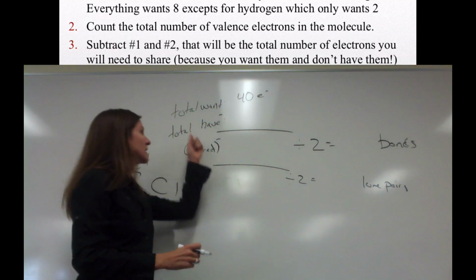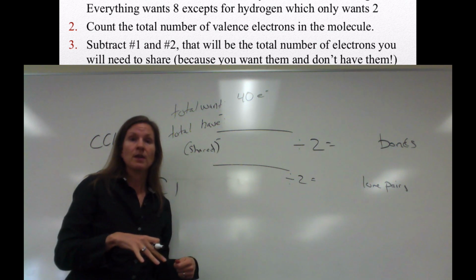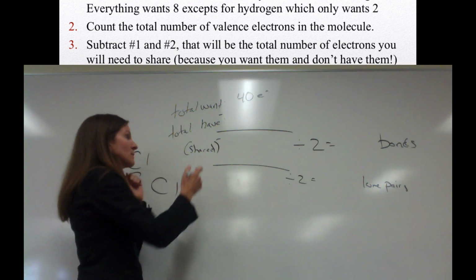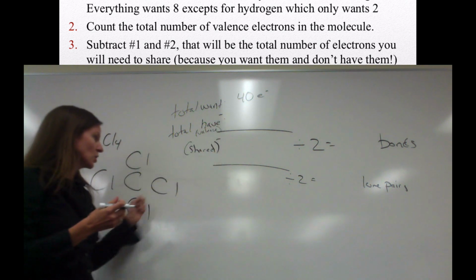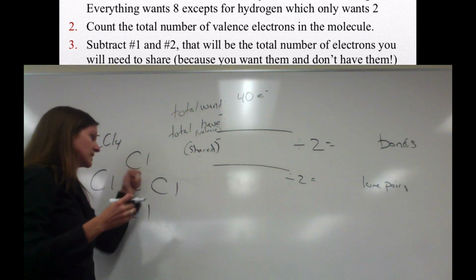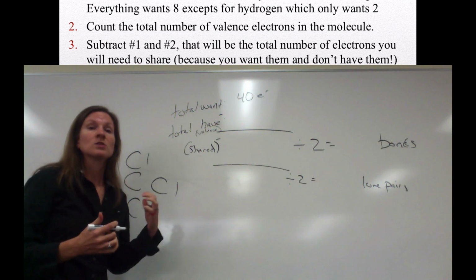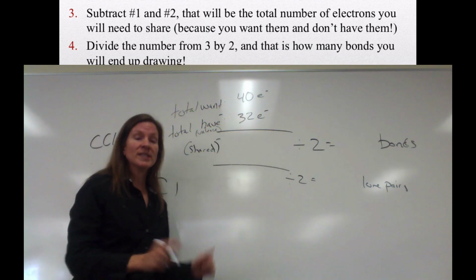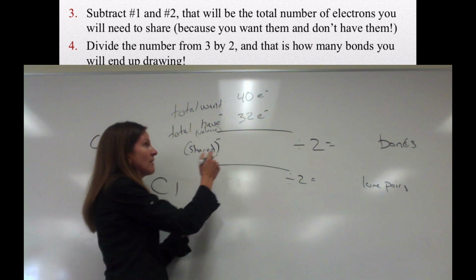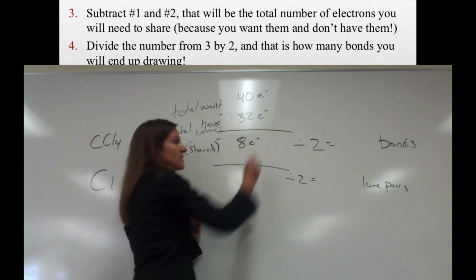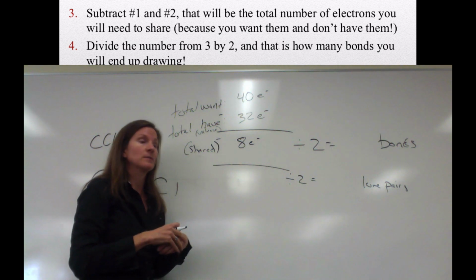The next step is to count up how many electrons these atoms are actually bringing to my party. So essentially I'm counting up the number of valence electrons that each one has. Chlorines each have 7. So I have 7 times 4 for 28. And then carbon brings 4 to the party, so that gets me a total of 32. Once I have my count, my next step is subtraction. So when I take what I want minus what I have, I get a difference of 8 electrons. So I'm going to need to share 8 electrons in order to satisfy these atoms.